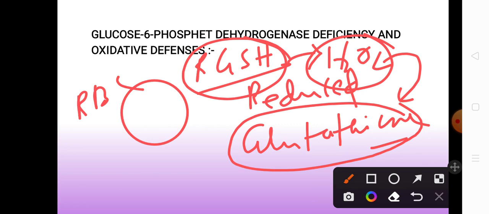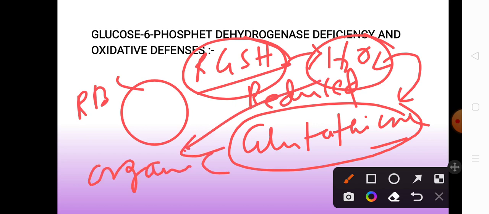So by reacting with that double bond, H2O2 can form organic hydroperoxides. Okay, and this organic hydroperoxide facilitates the lysis of that particular cell, which is RBC in that case, and facilitates hemolytic anemia. Okay, so what is going on?